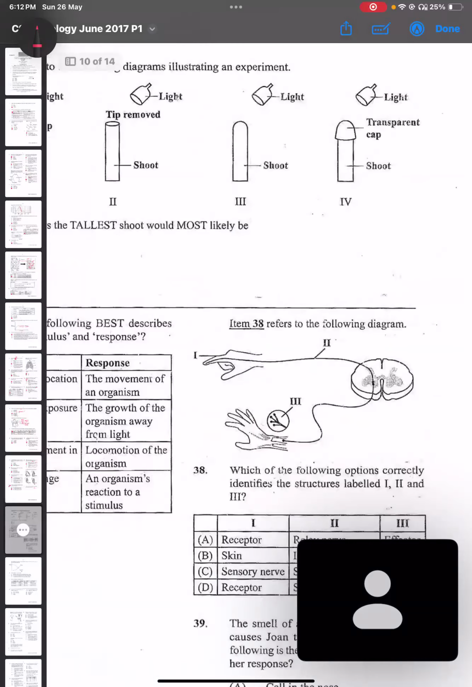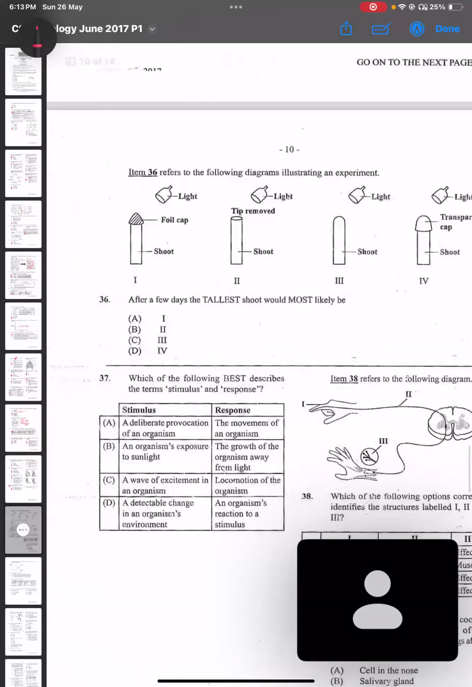Excuse me, miss, can you remove the red marks now so I can see 36 properly?